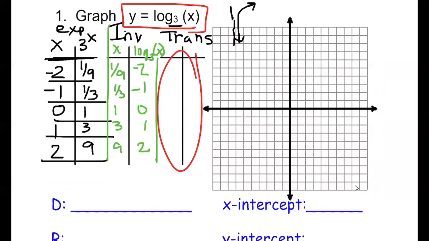1/9, -2. 1/3, -1. 1, 0. 3, 1. And 9, 2. And so you've got some points.